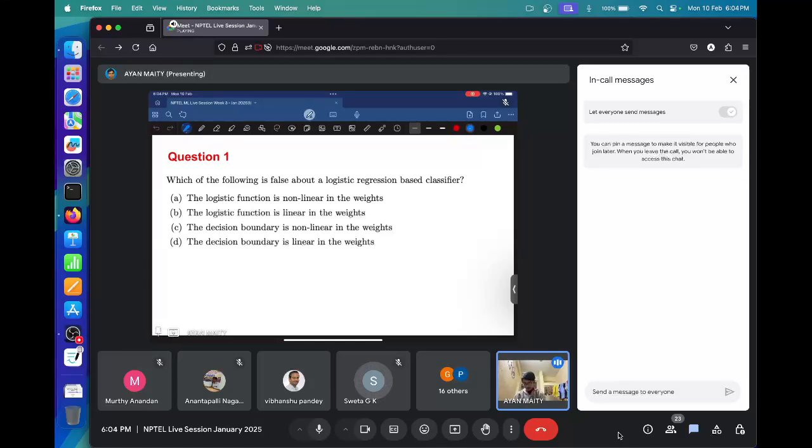This is the first question. Which of the following is false about a logistic regression based classifier? So you have to find out the false options. A: The logistic function is nonlinear in the weights. B: The logistic function is linear in the weights. C: The decision boundary is nonlinear in the weights. D: The decision boundary is linear in the weights. Multiple options may be correct in this question, and you can write your answers in the chat.